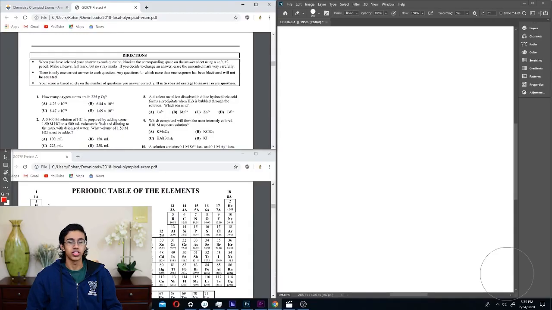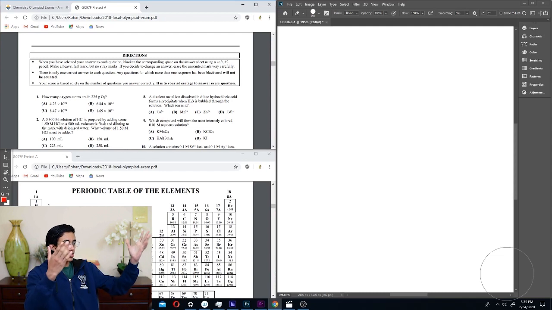Today we're going to be doing the 2018 USNCO open exam. But because chem has all this periodic table nonsense, we're going to have to do a very complicated setup. Look at this: you've got questions on the top, periodic table on the bottom left, and then on the right you've got your screen.